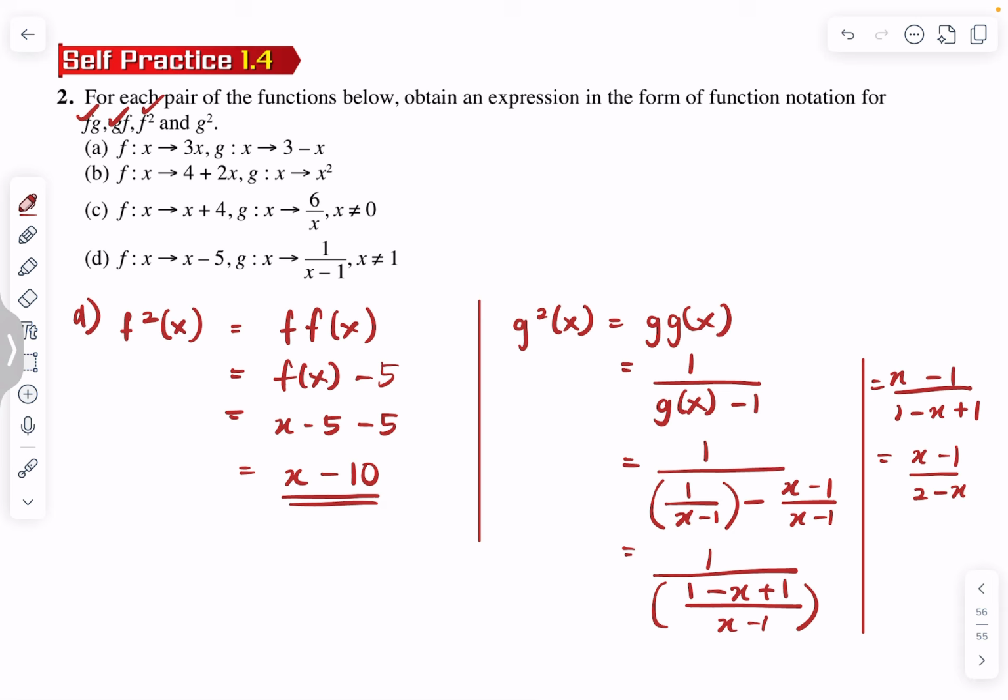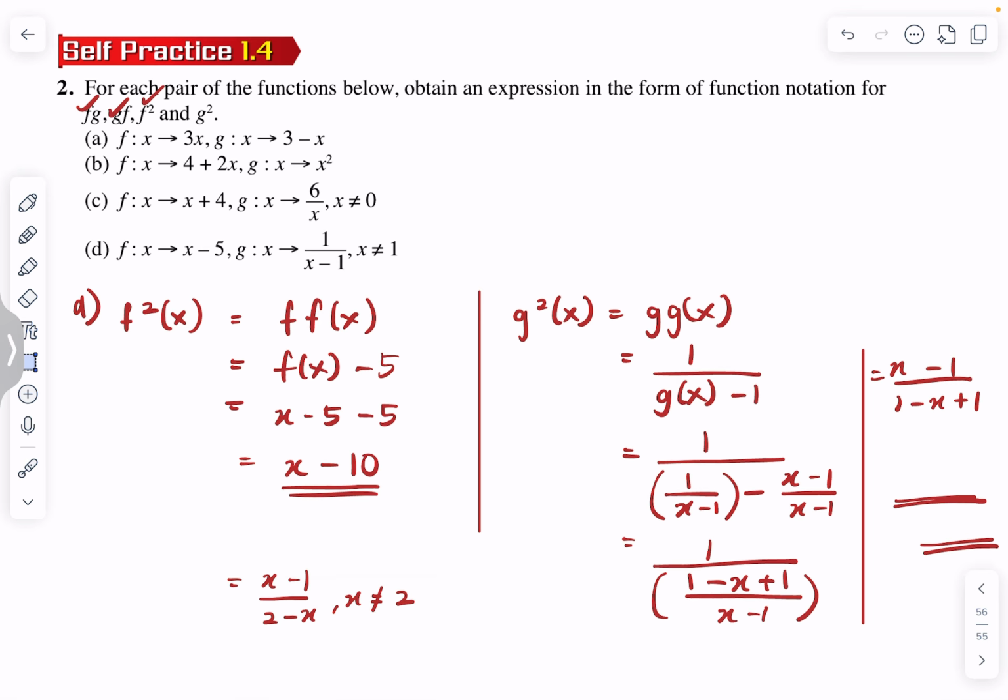Oh, not enough space here. I'll write down here. x cannot be 2, because if x is 2, 2 minus 2 will become 0. Okay, so this is our answer and this is the condition. So you write them next to each other. Here there's not enough space, but you're supposed to write it like this. Okay, you must write it in one single line like this. Done.